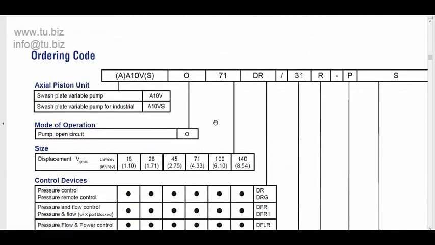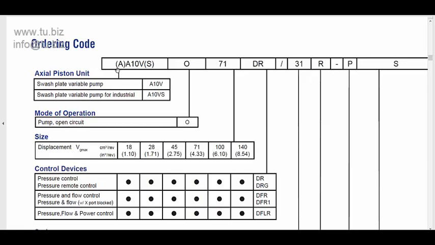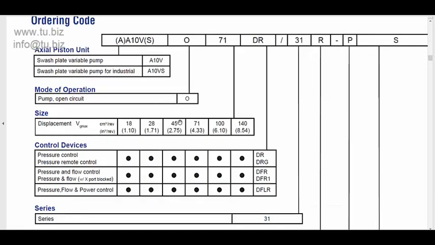What else do we have over here? We have how to build the code for it. Basically A10V, A10VS, DS, which is usually what applies for industrial application. Then the different sizes over here, and the different types of controls that we have are pressure compensated, load sensing, and horsepower limiter.